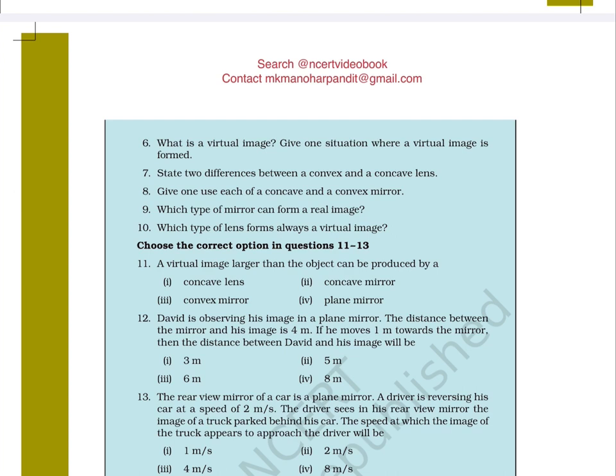7. State two differences between a convex and a concave lens. 8. Give one use each of a concave and a convex mirror. 9. Which type of mirror can form a real image? 10. Which type of lens forms always a virtual image?